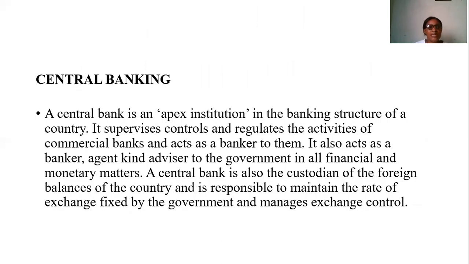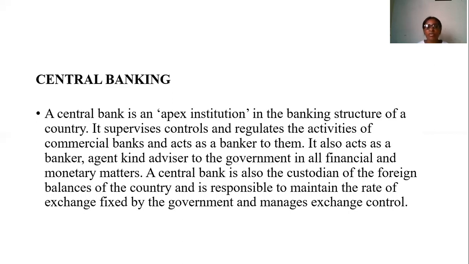So now let us look at central banking. In the first unit, we looked at central banks. It wasn't very much in detail. So now we're going to look at it a bit more in detail. So let us look at what a central bank is once again. A central bank is an apex institution in the banking structure of a country. It supervises, controls, and regulates the activities of commercial banks and acts as a banker to them. It also acts as a banker, agent and advisor to the government in all financial and monetary matters.